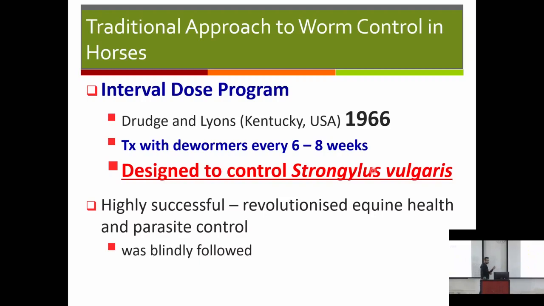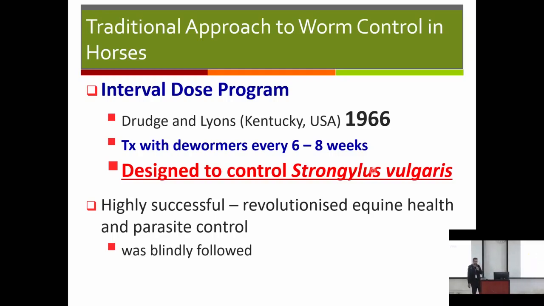Okay. So I wrote it down here: 6 to 8 weeks. Sorry, weeks, not months. Weeks. Okay, so this particular strategy is for the control of Strongylus vulgaris. Why? Because the life cycle of this parasite is 6 to 8 weeks.